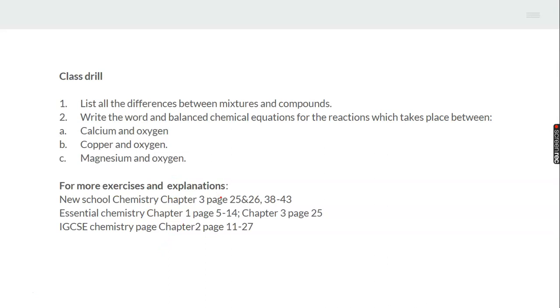So for your class drill, you have to list all the differences between mixtures and compounds, and write the word equation and balanced chemical equation for all these ones. And for more exercises and explanation, you can check these three, any of them. If you have any of them, that's fine. If you have all three, you can just compare and contrast, so you can have more knowledge of what we just did.